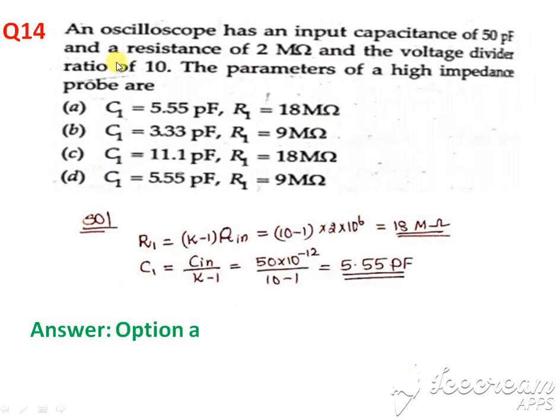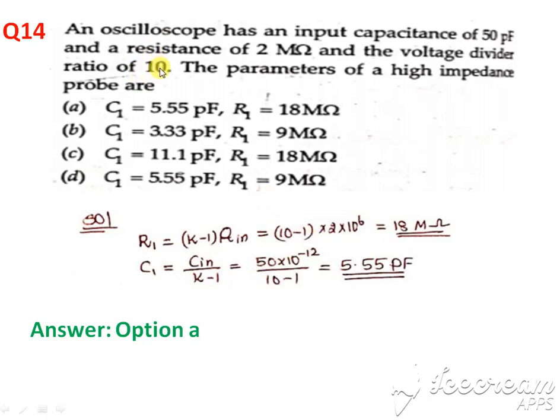14th question, a very, very important question. An oscilloscope has an input capacitance of 50 picofarad and a resistance of 2 mega ohm, and the voltage divider ratio is 10. Find the parameters of the high impedance probe. So values are given. The parameter of the probe R1 is equal to (K minus 1) into R in, and C1 is equal to C in by (K minus 1).